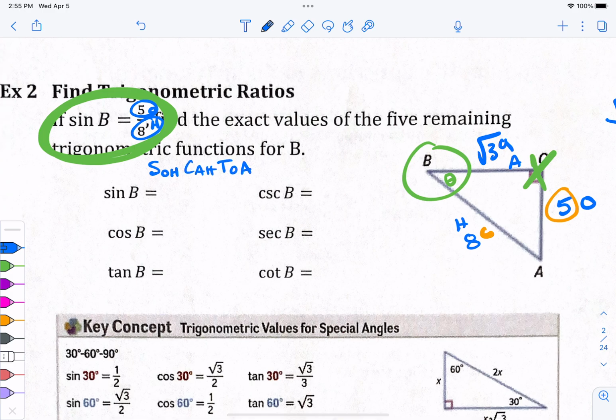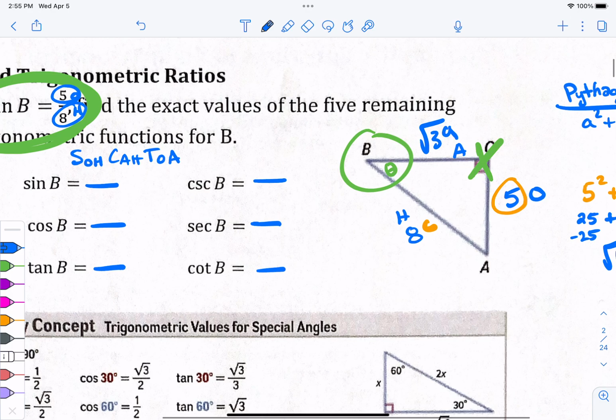All right, let's do our SOHCAHTOA. Here we go. Sine, cosine, tangent, cosecant, secant, cotangent. Sine is opposite over hypotenuse. What's opposite over hypotenuse? 5 over 8, just like they told me up here, right? Sine was 5 over 8. That's what they gave to me. So that means cosecant is 8 over 5, if we flip them, okay?